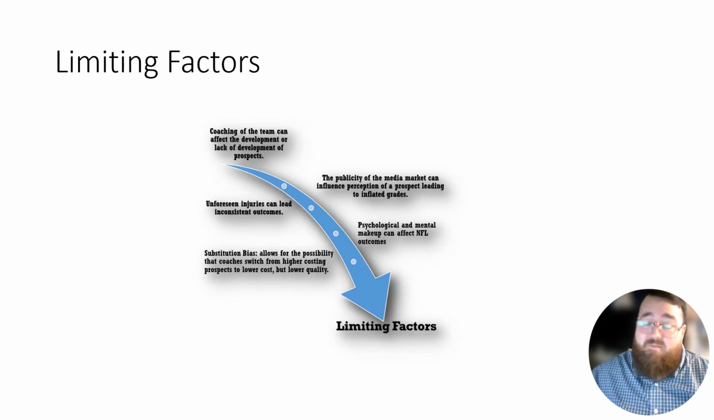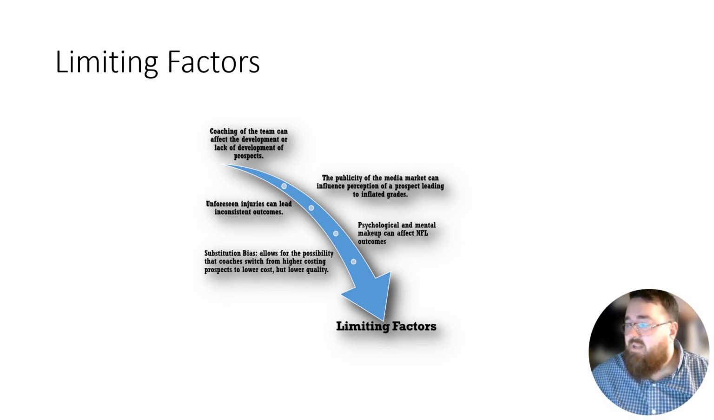Now, there are some limiting factors, okay? These are the things that can affect the data and make it less effective, things outside of the control of the data. One of those is that the coaching of a team can affect the development of a player. The publicity of the media market can influence a grade on a player. You might have a player who becomes an All-Pro just because they're really popular with the media. Everybody sees them, everybody talks about how great they are, and then they get inflated. Name recognition matters too. There are a lot of players going to the Pro Bowl who probably haven't been playing like Pro Bowl players, but because they were really good for 4 straight seasons, people just keep voting them in. That happens a lot more than you think and can affect what they actually were at the NFL level.